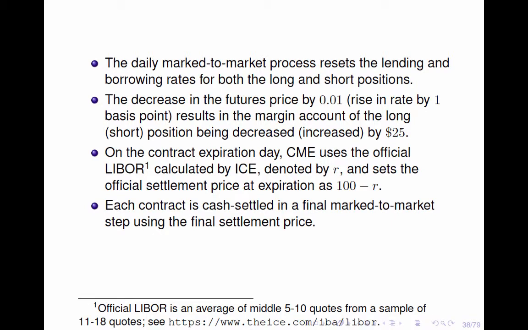On the contract expiration day, Chicago Mercantile Exchange uses the official LIBOR, denoted by R, and sets the official settlement price at expiration as 100 minus R. Each contract is cash settled in a final mark-to-market step using the final settlement price. For the details of how the official LIBOR is determined, one can refer to the website of the Intercontinental Exchange in the footnote.